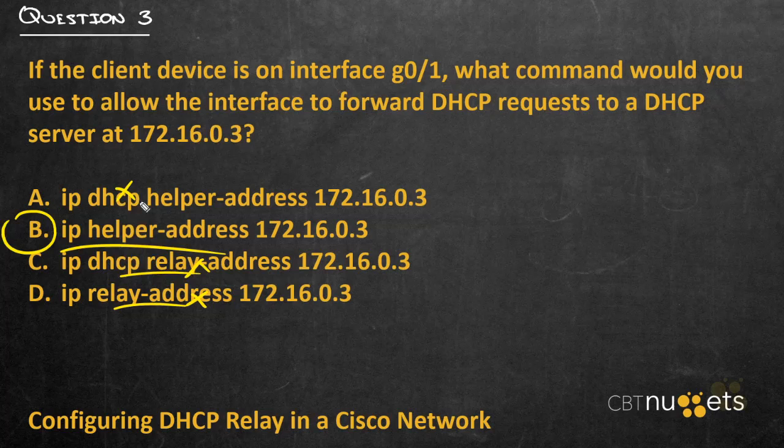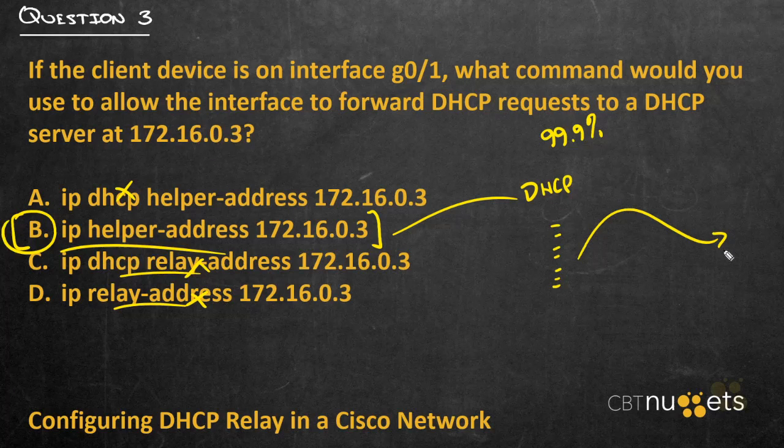Same thing here. You don't have the DHCP in front of it. Believe it or not, little known fact, kind of bonus trivia here. The helper address will help for other things beyond DHCP. DHCP is, I would say, 99.9% of the time what people use this for, but it actually forwards, I think it's 6 or 8 different broadcast types over to whatever server you specify.